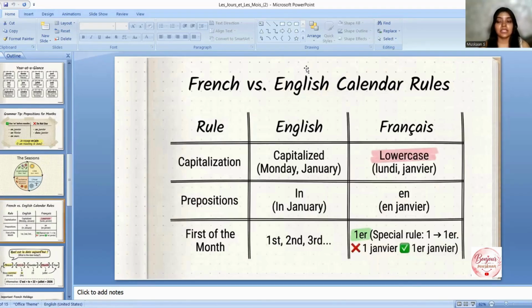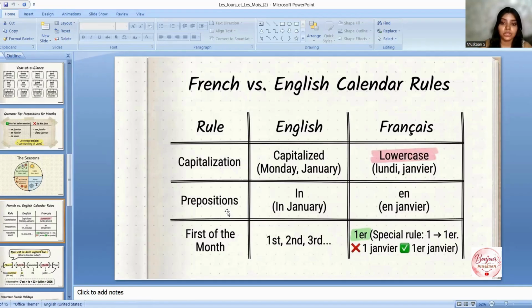Now here are some French versus English calendar rules. So let's see the difference between both of them. In English, you can see Monday, January, it is capitalized. But in French, it is not capitalized. Like I already told you that les jours de la semaine are always in lowercase. But months are the same way. They're also in lowercase. See here, lundi is in lowercase and janvier is also in lowercase. So in English, it is always capitalized, but in French, it is in lowercase.